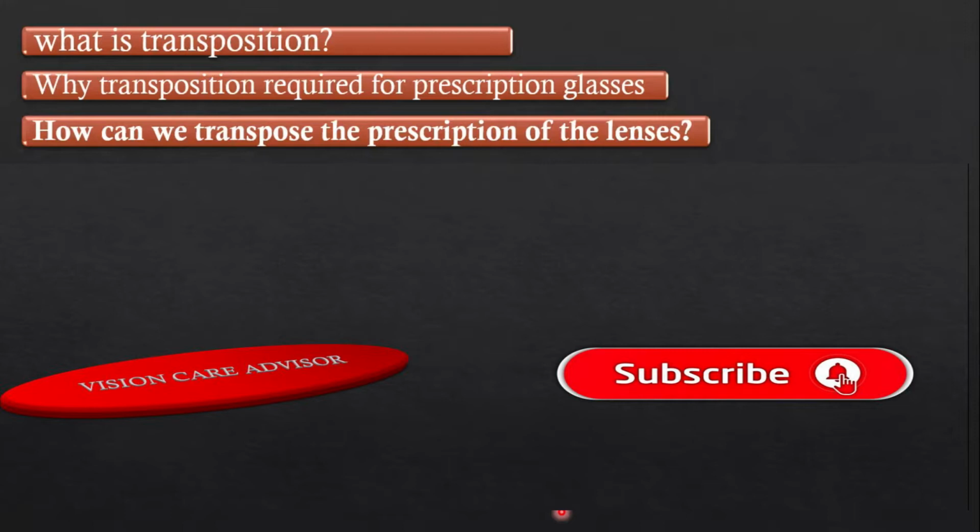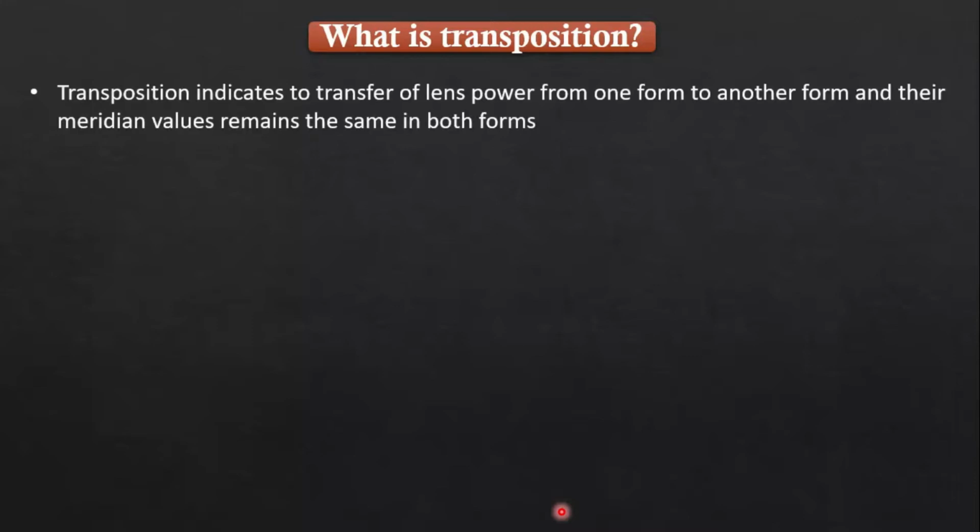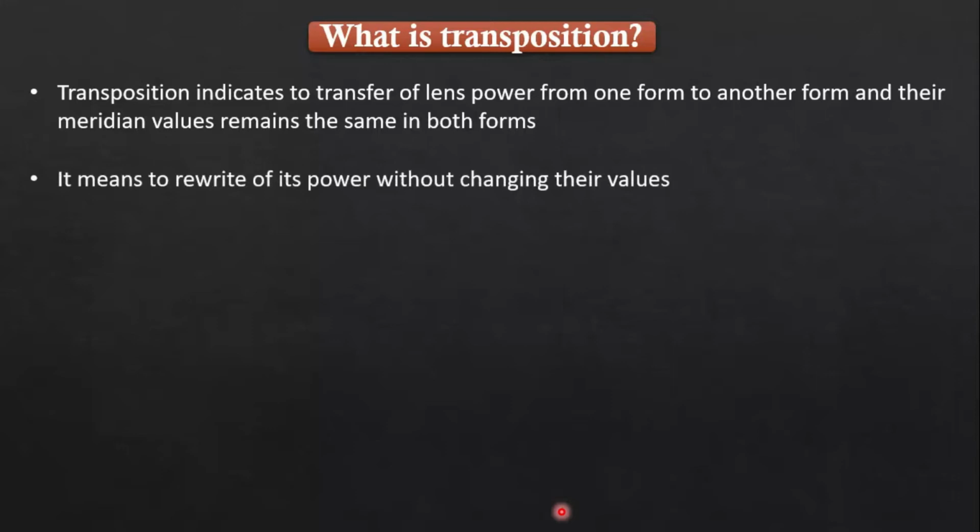So, let's get started. Firstly, we need to know what is transposition. Friends, transposition indicates the transfer of lens power from one form to another form, and their meridian value remains the same in both forms. It means to rewrite its power without changing its values.